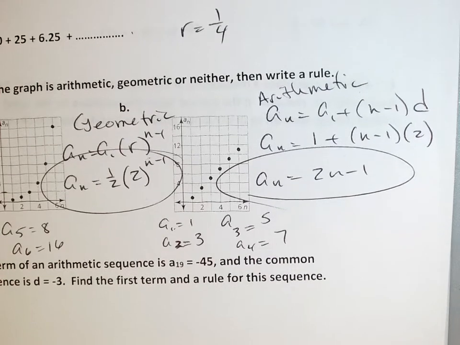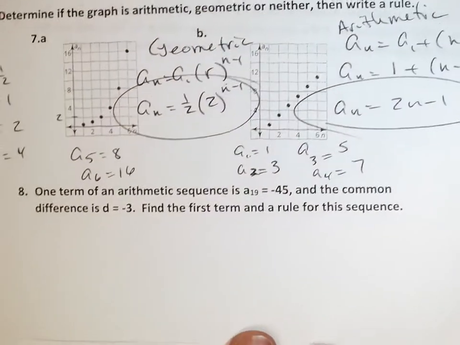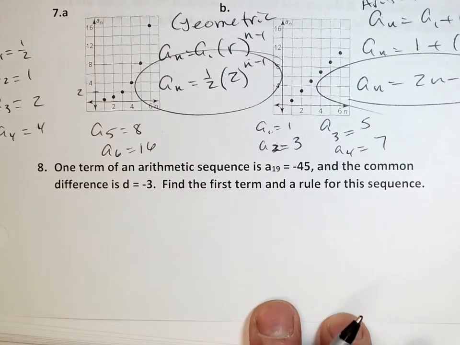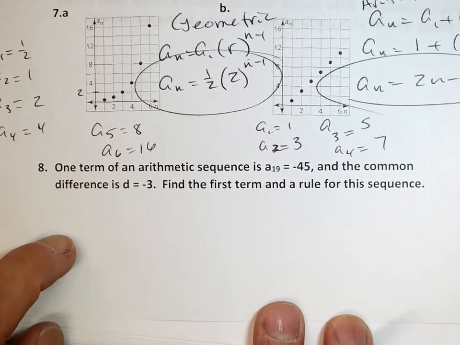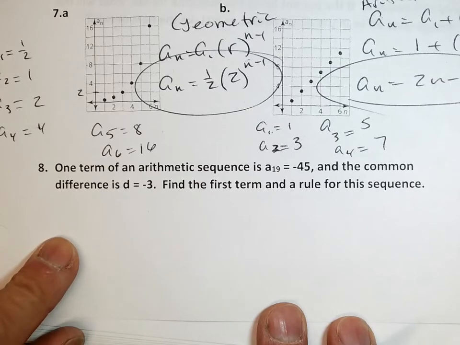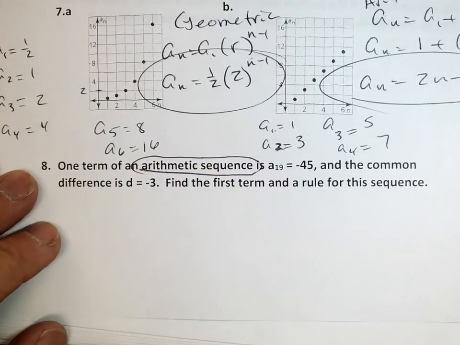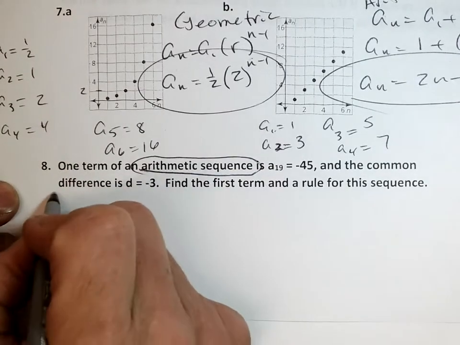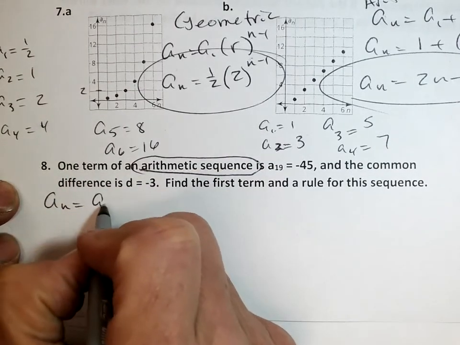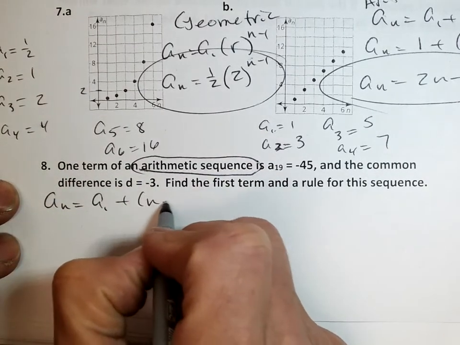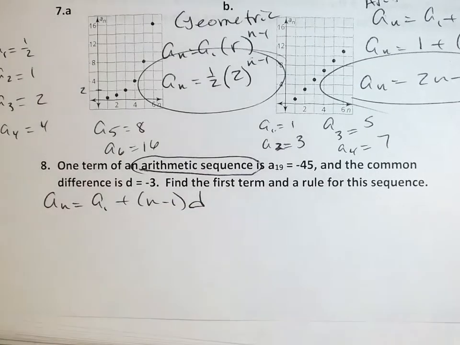Okay, you ready for 8? I think I can probably fit 8 on my paper. So number 8, arithmetic. It's arithmetic. So I'm going to start with my rule. An equals a1 plus n minus 1 times d, okay? So we've got to find the first term.